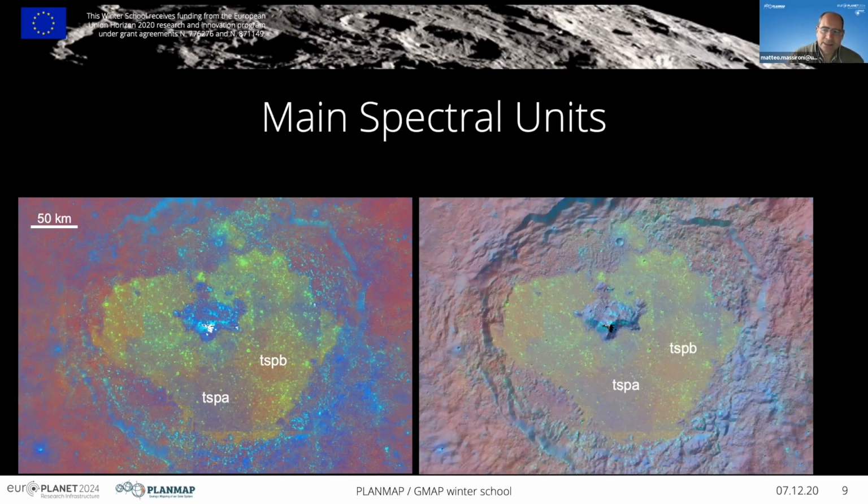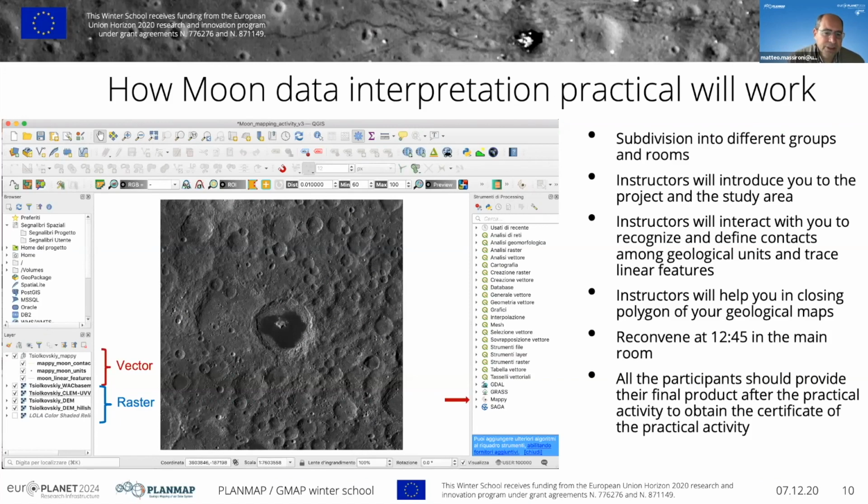So after having said this part of the presentation, we can go and start mapping, and in particular, how the Moon data interpretation practical will work. So you will have this map on QGIS that we have seen yesterday with Alessandro. And we can see to the left, you have the project already done. So to the left, you have the vector layers, the materials that are used for maps. So the contacts and the points. The polygon will arrive afterwards.